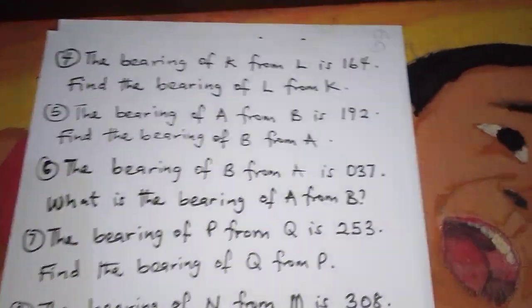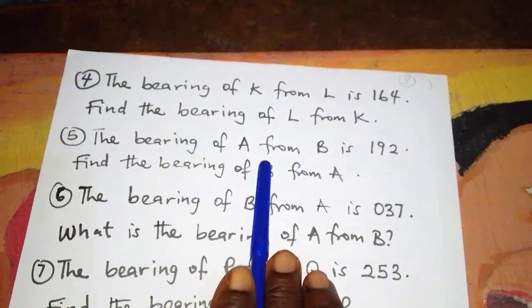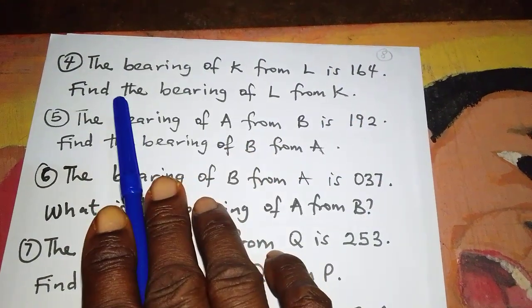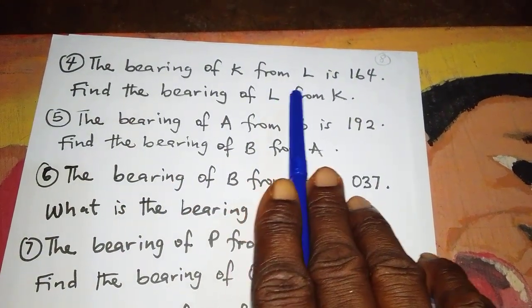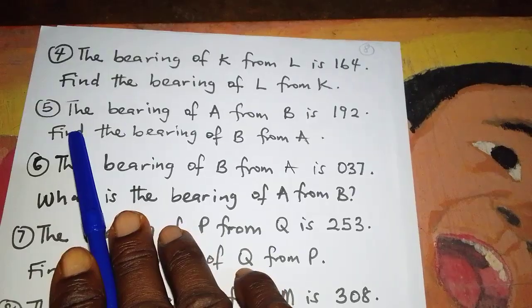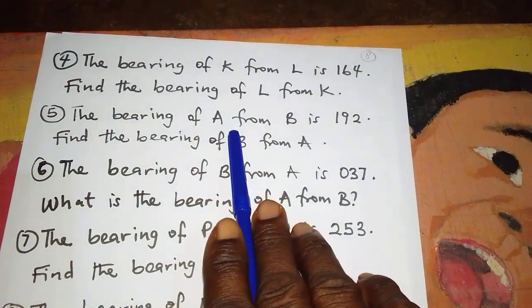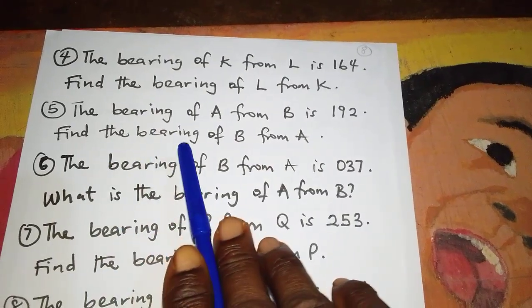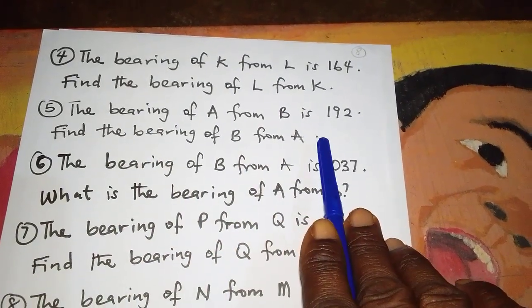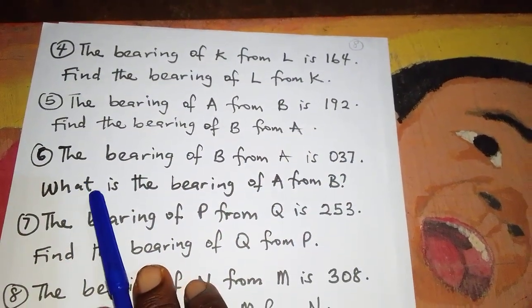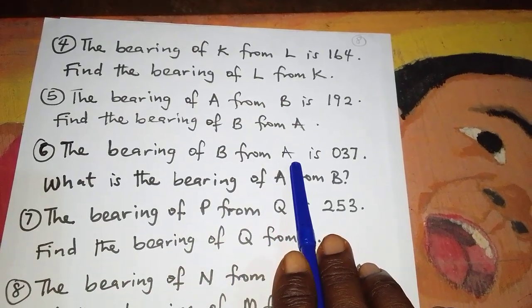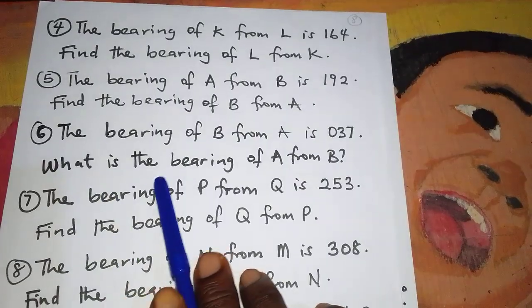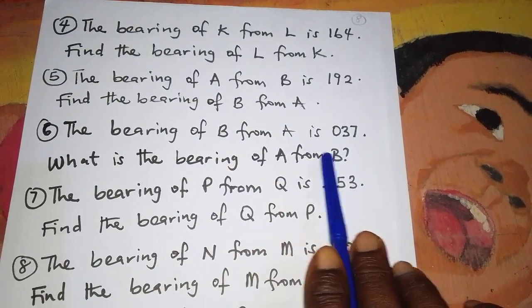Number 4, the bearing of K from L is 164 degrees. Find the bearing of L from K. Number 5, the bearing of A from B is 192 degrees. Find the bearing of B from A. Number 6, the bearing of B from A is 37 degrees. What is the bearing of A from B?